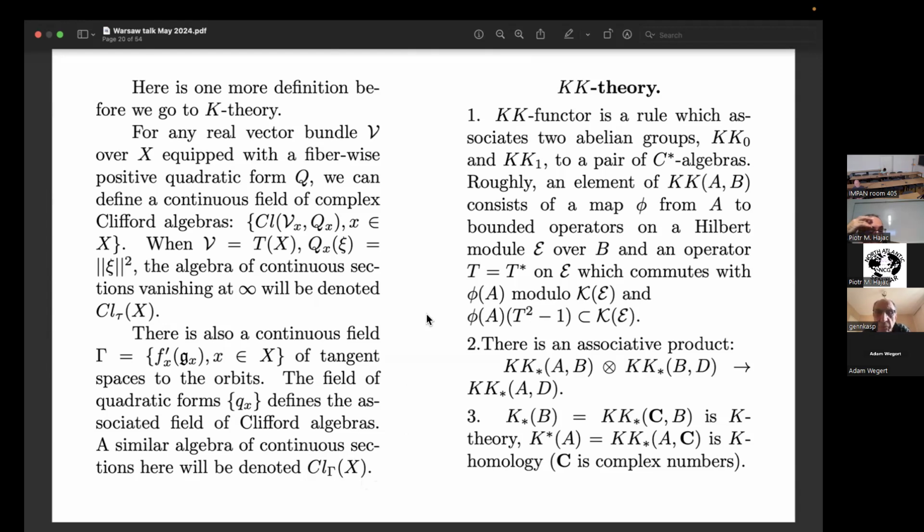Okay, so let me go a little bit faster, because I think I'm a little bit past time. Now I make a few reminders. If someone knows what KK theory is, you can skip these couple of pages. So here is a certain definition for those who are unfamiliar with KK theory, and an important thing here is a reminder that this is the condition which is used for KK triples. The KK triple is the Hilbert module, the homomorphism, and the operator.